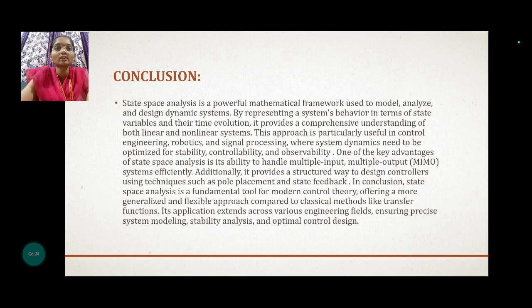And the conclusion is that state space analysis is a powerful mathematical framework used to model, analyze and design dynamic systems by representing a system's behavior in terms of state variables and their time evolution. Its applications extend across various engineering fields, ensuring precise system modeling, stability analysis and optimal control design.